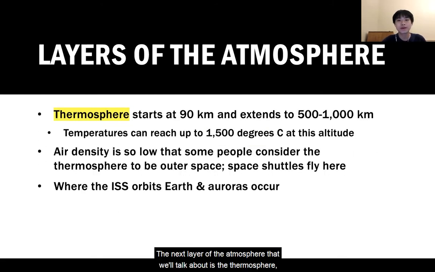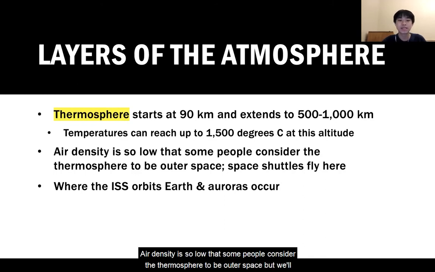The next layer of the atmosphere that we'll talk about is the thermosphere, which starts at 90 kilometers above the ground, above the troposphere, the stratosphere, and the mesosphere. And it actually extends to 500 to 1,000 kilometers. So it's a very long layer. And temperatures can reach up to 1,500 degrees Celsius at this altitude. So it's very warm in some portions of the thermosphere.